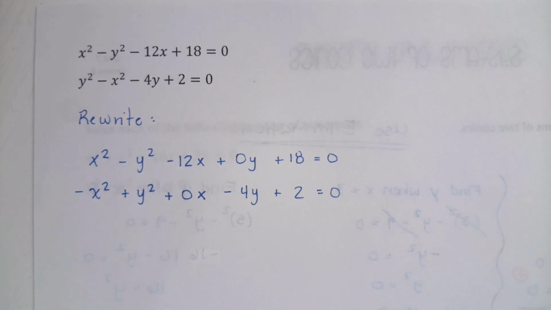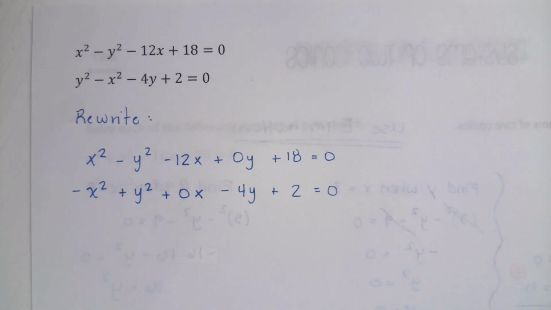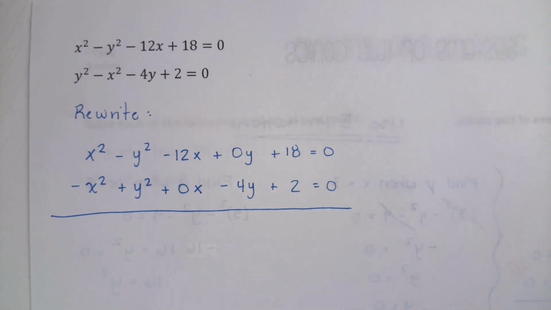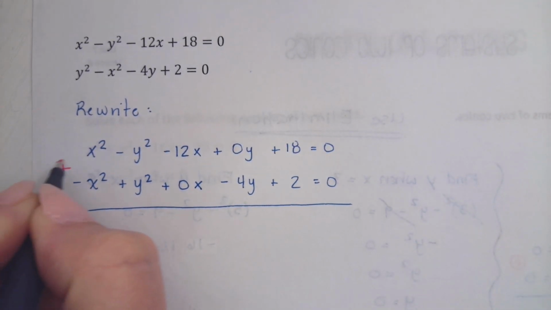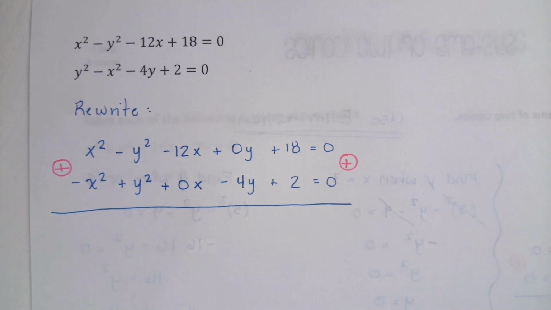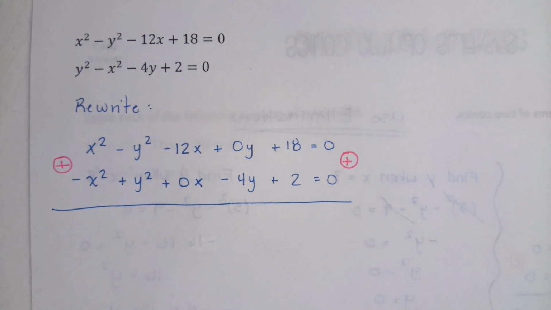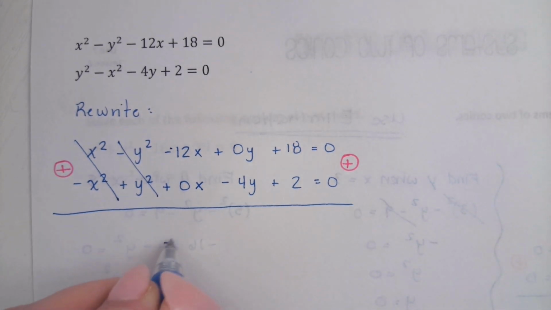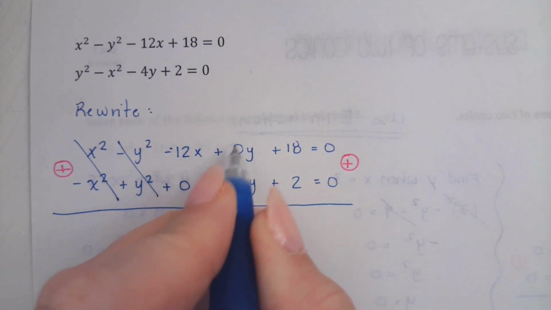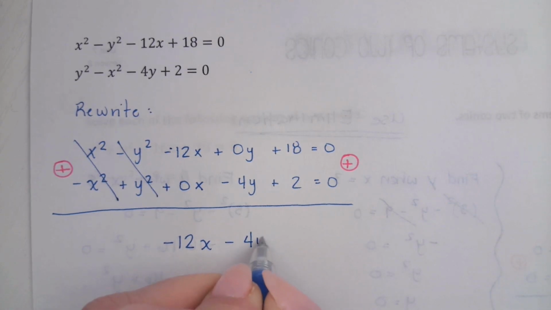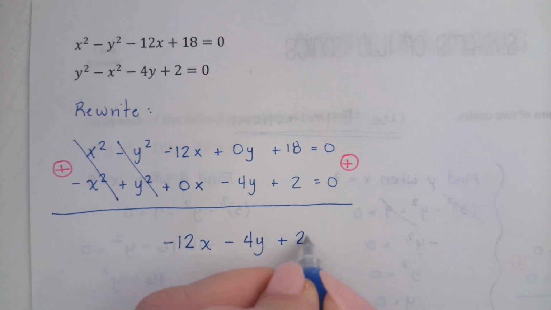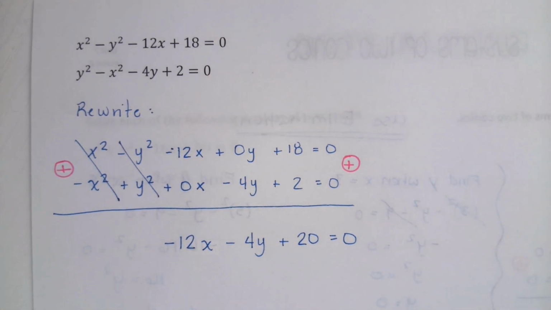Okay, so we're going to do that. I'm going to show you. We're actually not going to use elimination on this one. We're actually going to use substitution. We're just substituting differently than normal. So I'm going to add these as they are now. Adding them as they are now is going to cause my squared terms to cancel. But then I'll have negative 12x plus 0x, which is negative 12x. I'll have 0y plus negative 4y, which is negative 4y. 18 plus 2 is 20 equals 0. So this is a little linear function now.